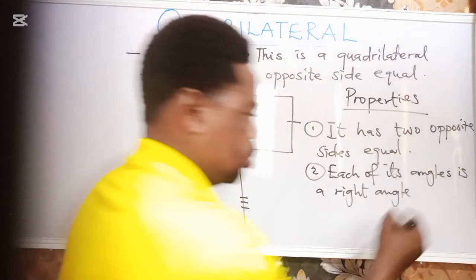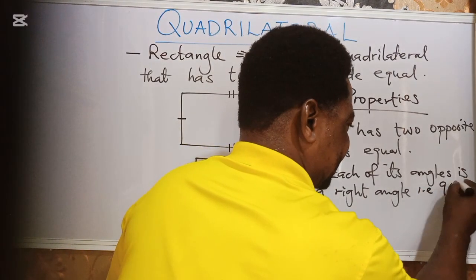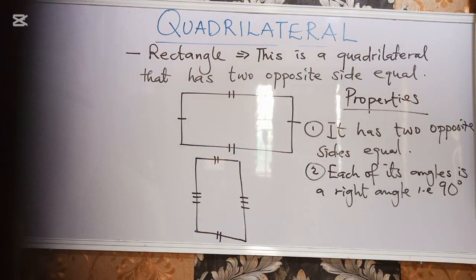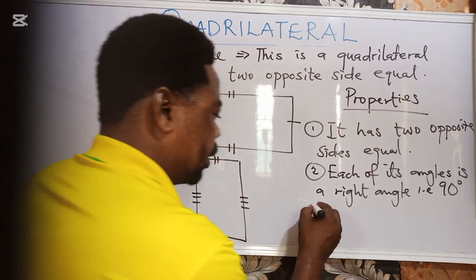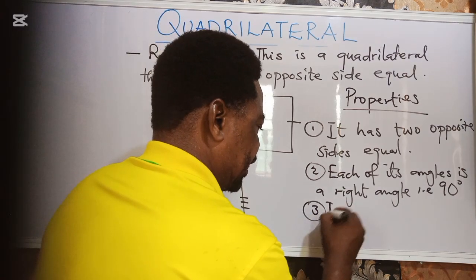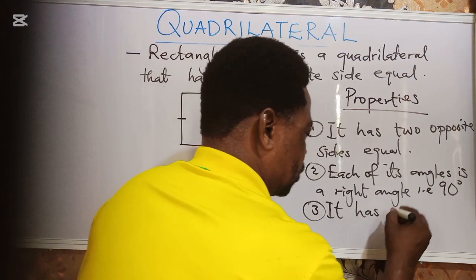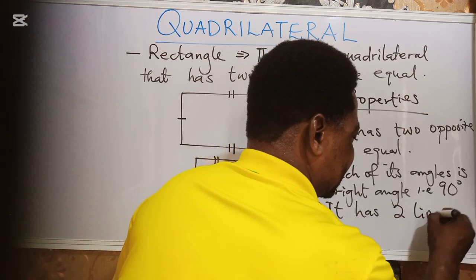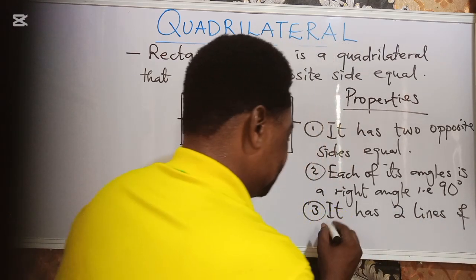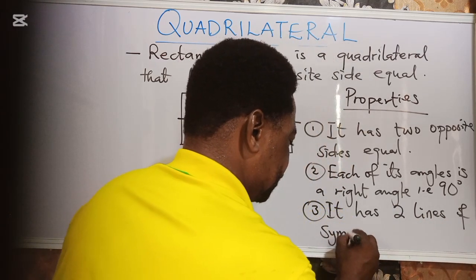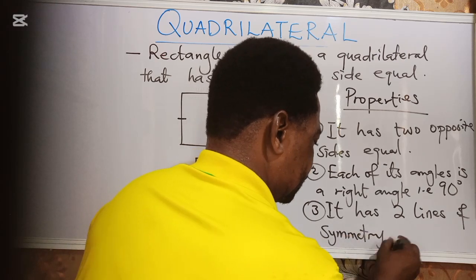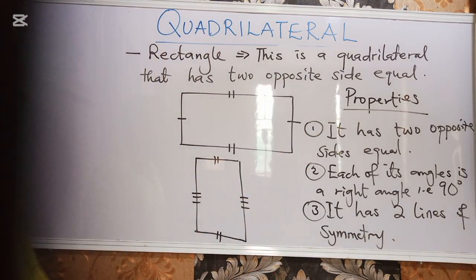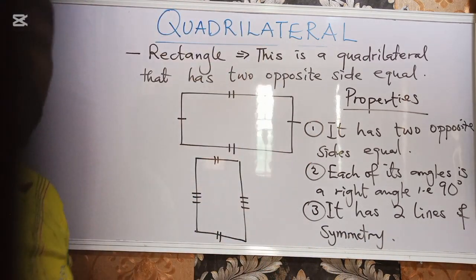It's a right angle. And right angle means what? 90 degrees. A right angle measures 90 degrees. Now, number 3. It has 2 lines of symmetry. Now, these 3 plus the first 3 you have learned, making 6 properties.